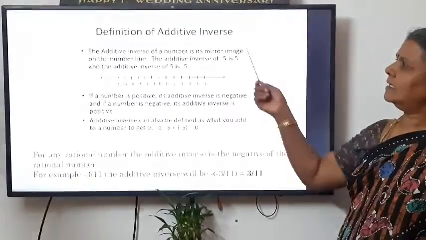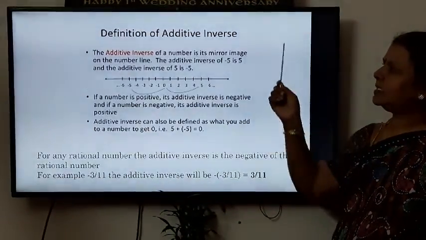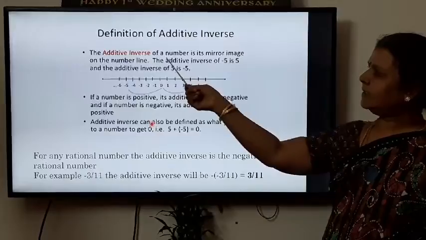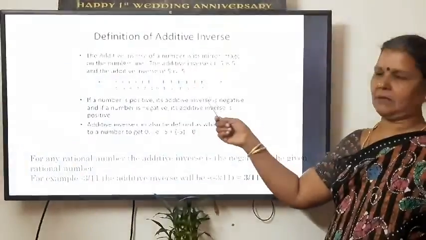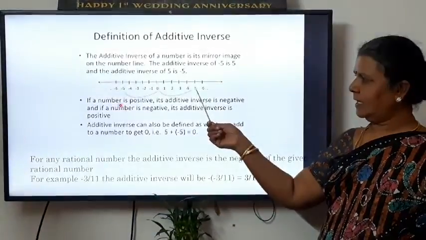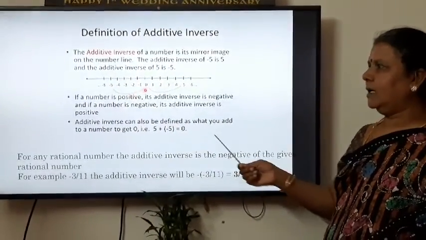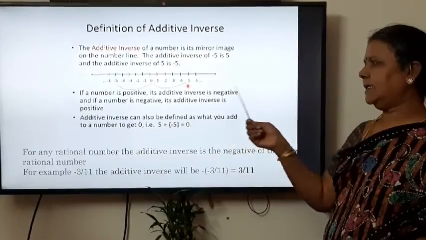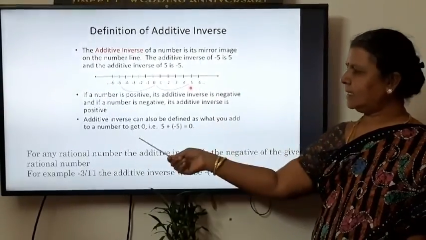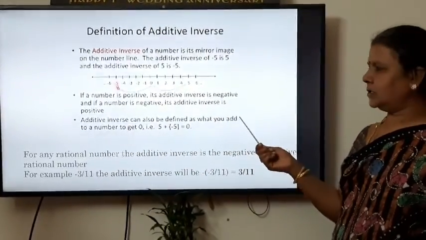Okay. Next is the additive inverse. What is the meaning of additive inverse? The additive inverse of a number is its mirror image in the number line. See for example 5. Its mirror image is minus 5 and vice versa. Minus 5's mirror image is plus 5. If a number is positive, its additive inverse is negative, and if it is negative, its additive inverse is positive.